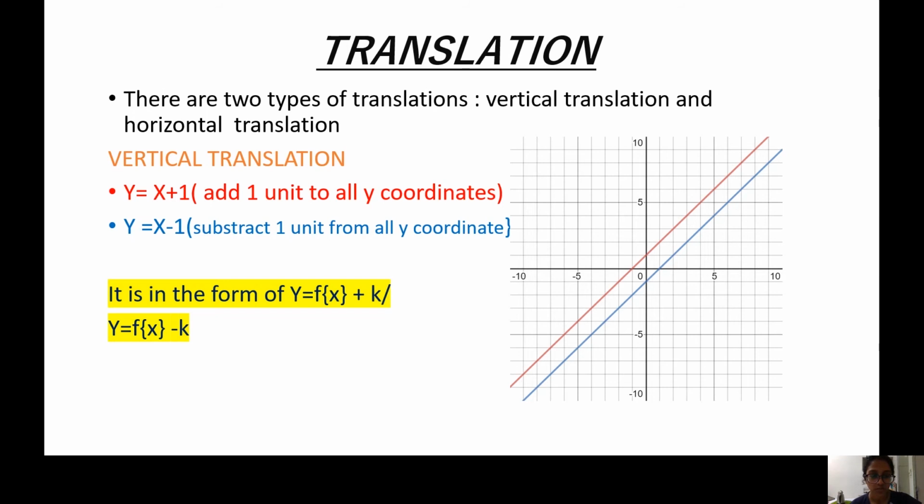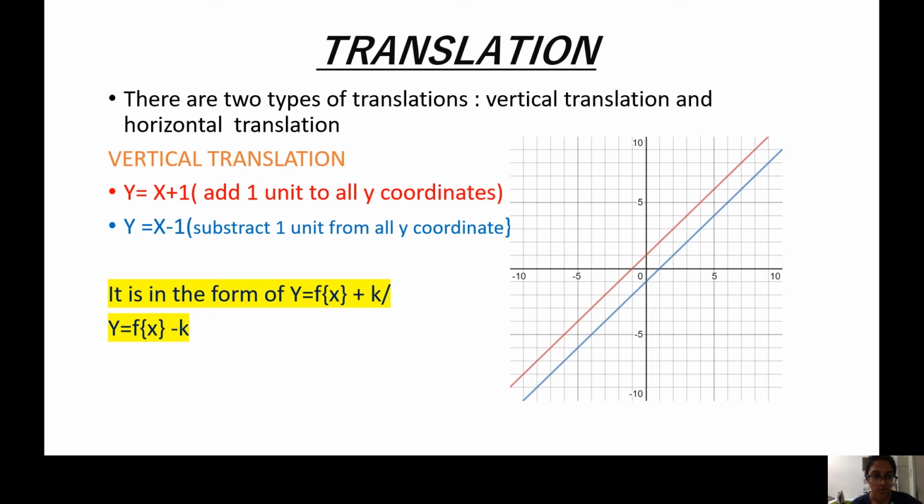Y equals x plus 1 is the one in red. So you have to add 1 unit to all y coordinates. The x coordinate still remains the same. For y equals x minus 1, you have to subtract 1 unit from all y coordinates. The x coordinate remains the same.